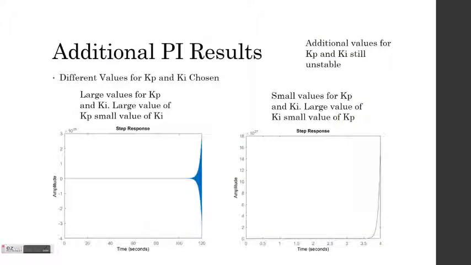Just to make sure the PI values that I used weren't bad and making the system unstable, I tried large values for Kp and Ki and got very unstable results. A large value of Kp and a small value of Ki also led to an unstable result, shown on the left. I tried a different combination of small values for Kp and small values for Ki, also a large value of Ki and a small value for Kp, and I came up with something similar to what you saw on the previous slide. Additional values for Kp and Ki are still shown to be unstable.